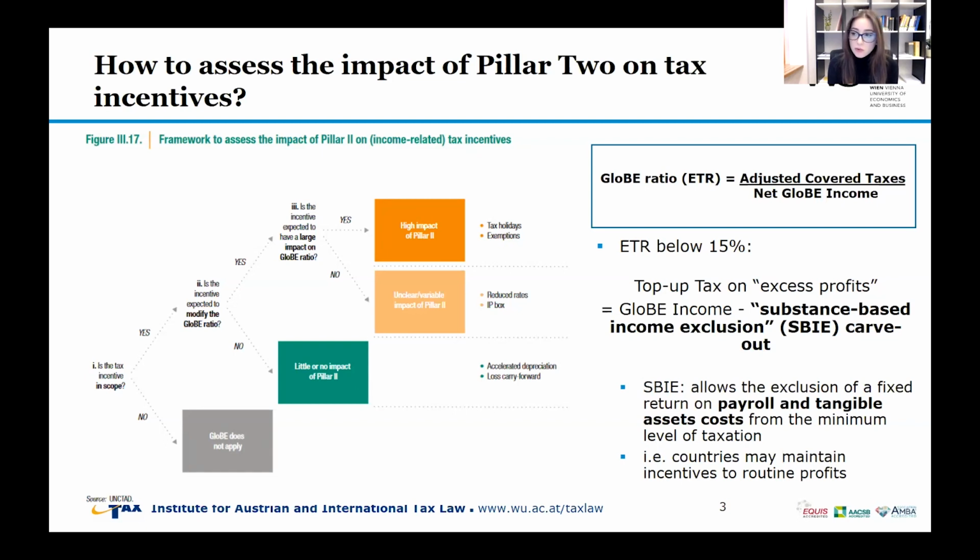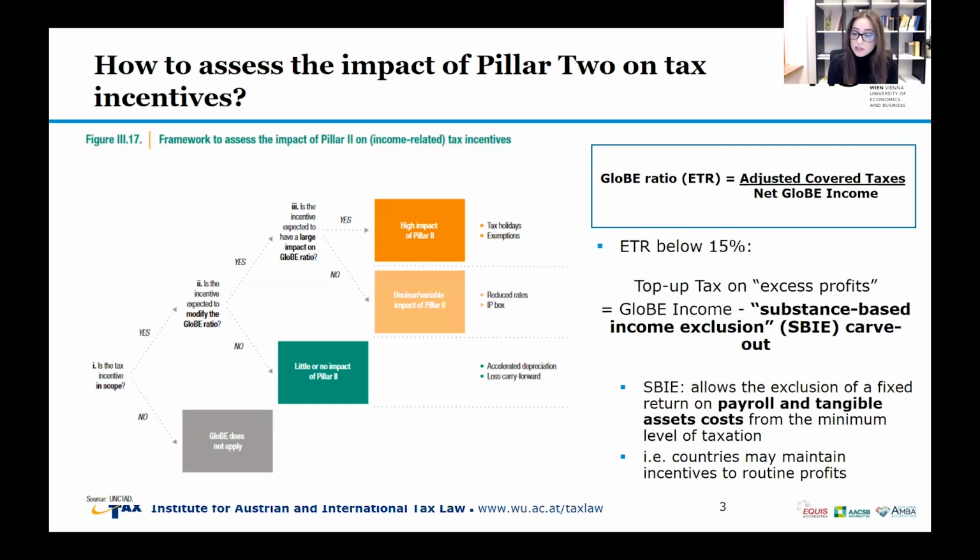Will the incentive modify the GLOBE ratio, the GLOBE ETR? Well, tax incentives will generally modify the ETR unless the GLOBE model rules say otherwise. So, unless the GLOBE model rules, recognizing the distinctive nature of some categories of incentives, expressly prescribe some specific adjustments to the GLOBE ratio to neutralize the impact of these incentives. This is the case, for example, with accelerated depreciation, loss carry forward, and participation exemption regimes, which will not or probably not be affected at all by the application of the GLOBE rules. But if the incentive is in scope and is not regulated by the model, so there is no adjustment to the impact that this incentive might have on the GLOBE ratio, then the tax incentive is assessed to be generally affected by Pillar 2.